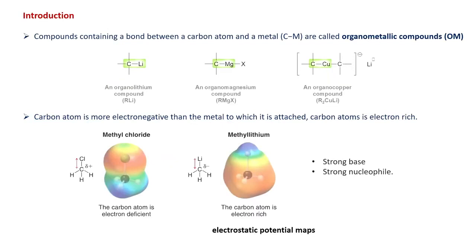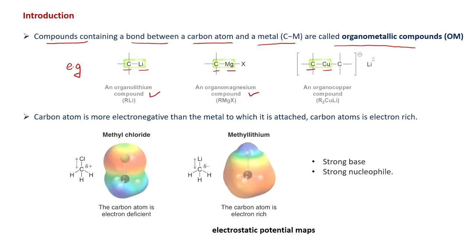So what are organometallic compounds? Compounds containing a bond between a carbon atom and a metal are called organometallic compounds. Here are some examples. Organolithium compound, in which carbon is bonded with lithium. Organomagnesium compound, where carbon is bonded with magnesium, and organocopper compound, carbon bonded with copper.